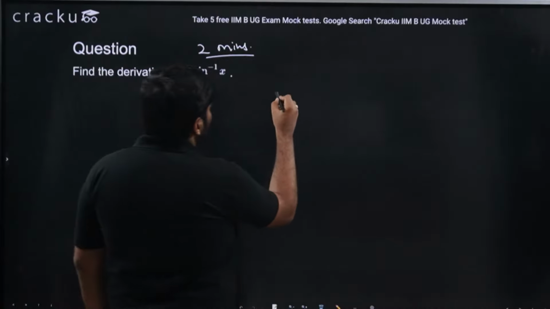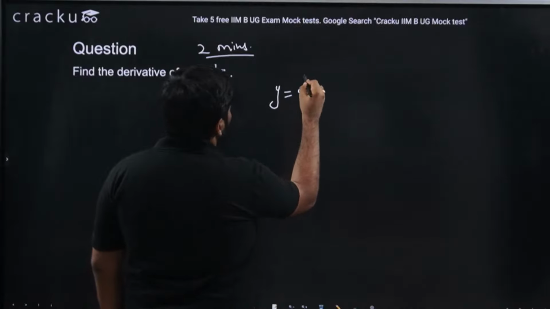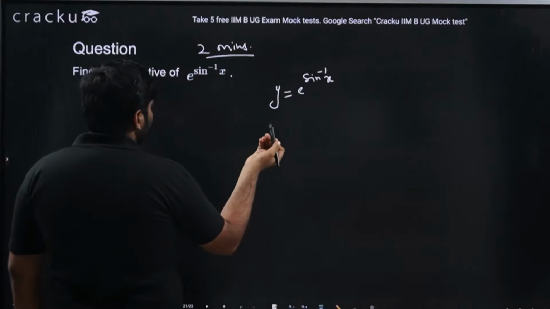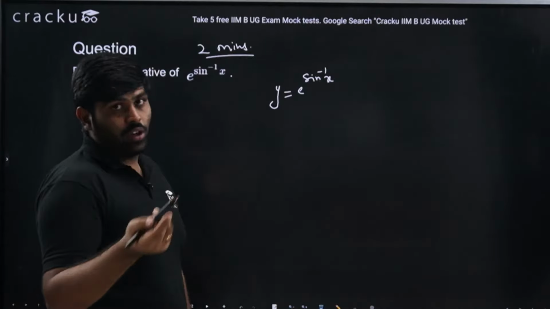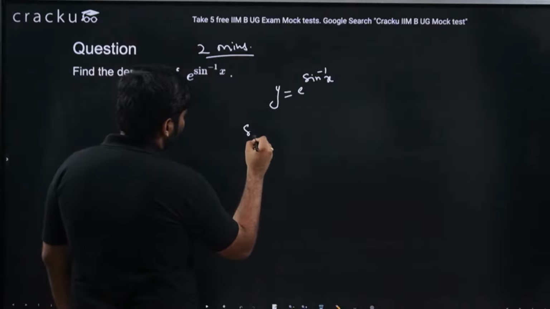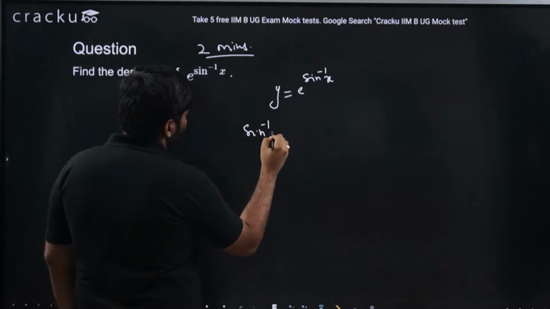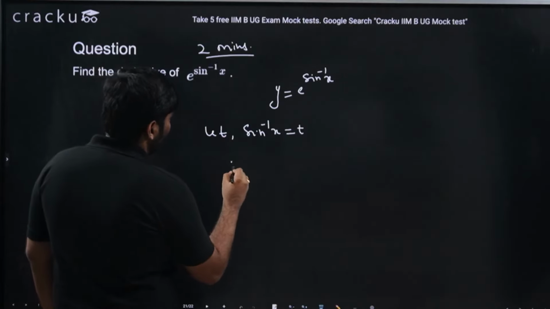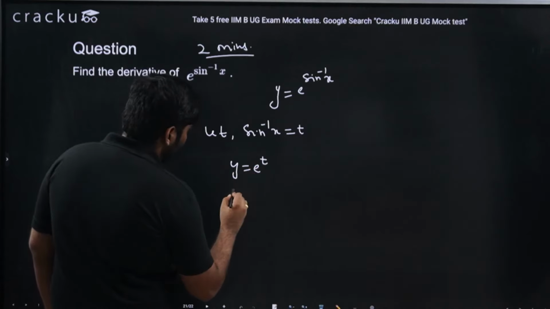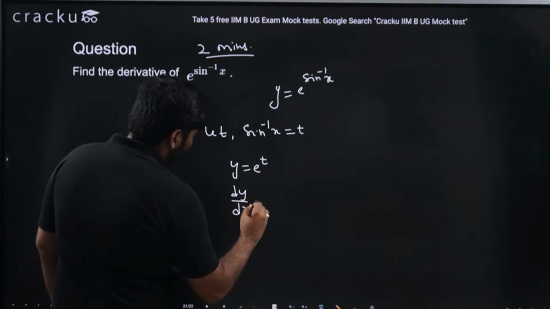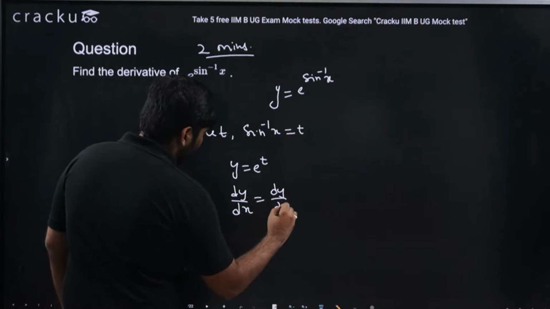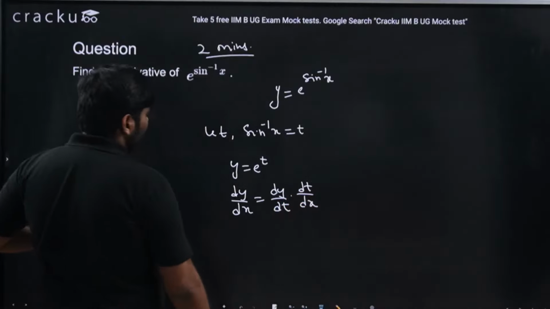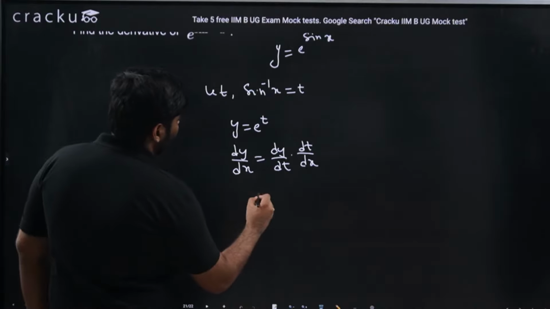Derivative of e power sine inverse x. So y is given as e power sine inverse x. The lengthier process, which we do for the sake of understanding, is assuming sine inverse x to be some t. Then y is e power t. dy by dx would be dy by dt into dt by dx, by the chain rule.